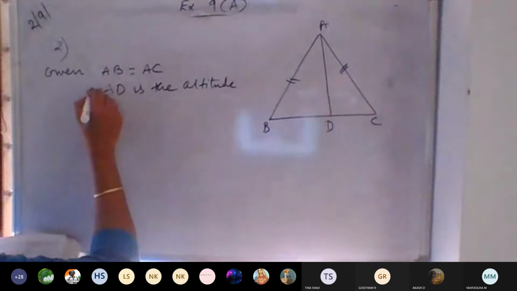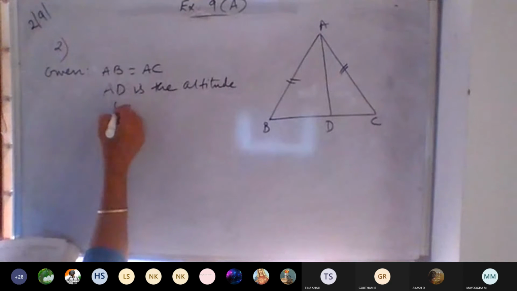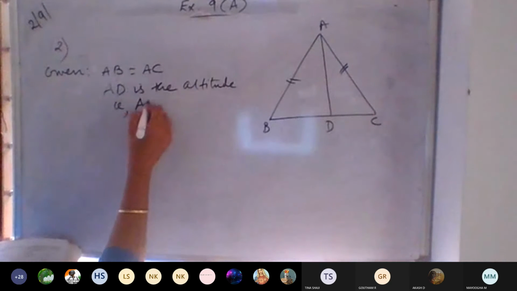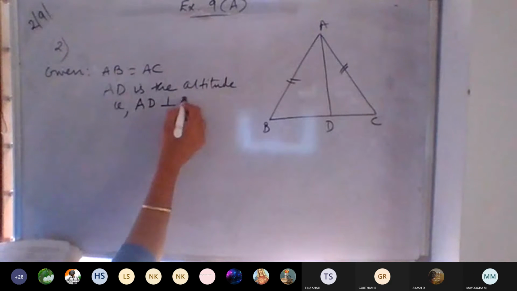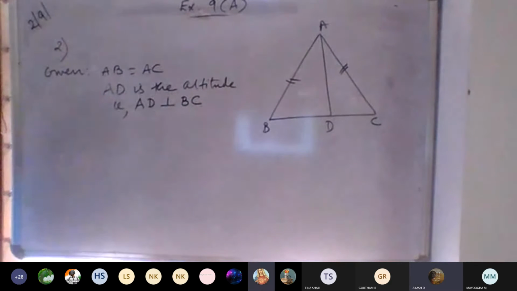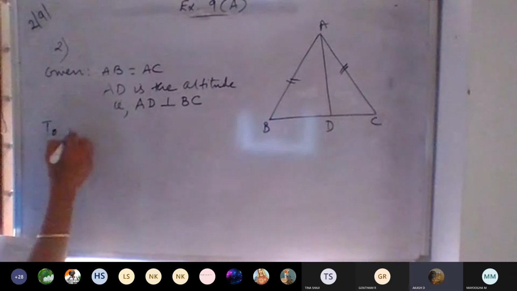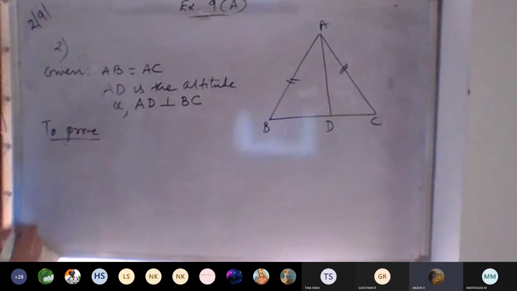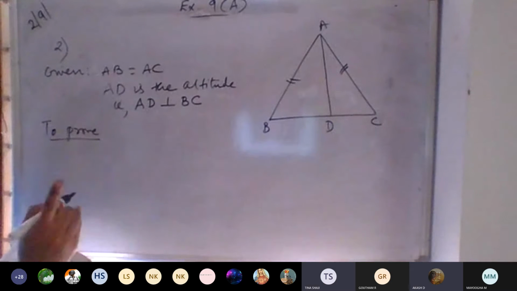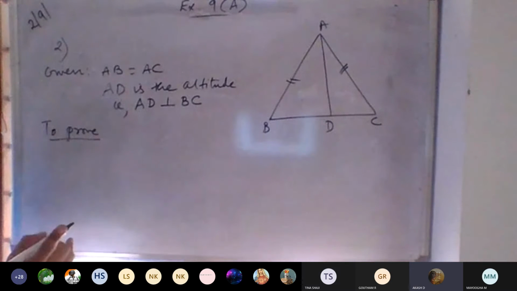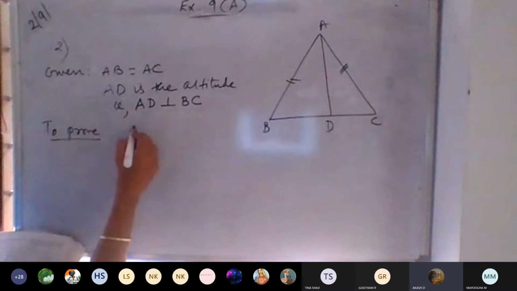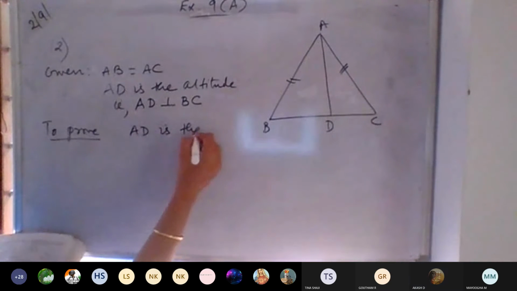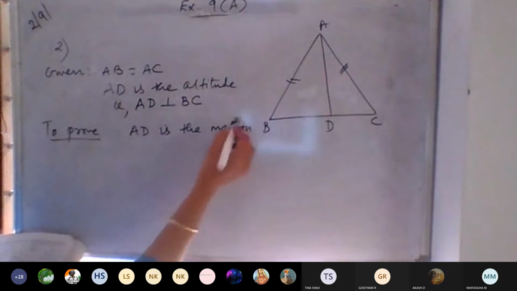AD is altitude means that we can write it as what? Since given AD is the altitude, altitude means we can say AD is perpendicular to BC. That is the meaning of that. Prove what? Prove triangle ABD congruent. No, AD is a median. We have to prove AD is the median.